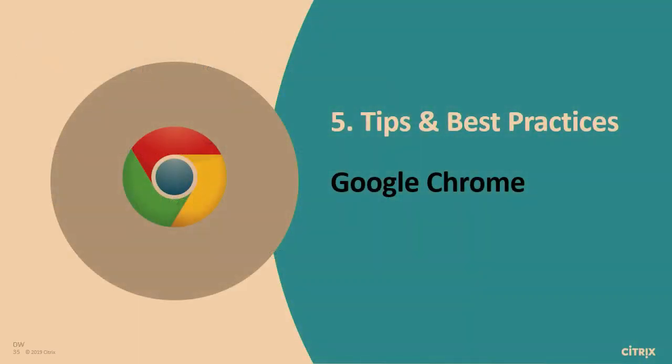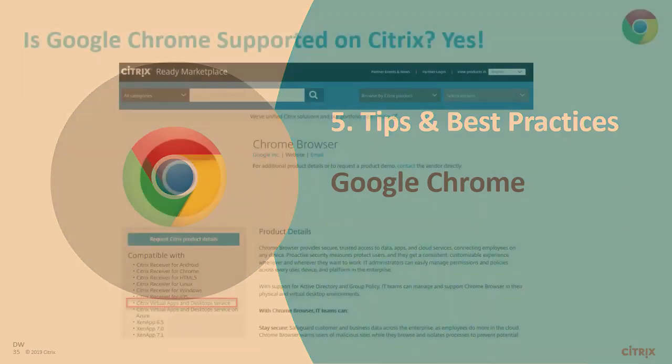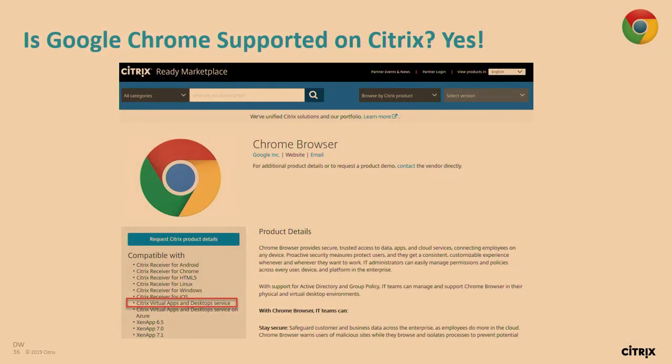Okay, so we're on to section 5, which is tips and best practices around Google Chrome. The majority of people, to be honest, do use Google Chrome rather than IE, for obvious reasons. So I guess there's always been a weird issue of, is Google Chrome actually supported in a Citrix environment? The screenshot that's shown there makes it quite clear. It's on the Citrix Ready Marketplace. It is a supported product within a Citrix environment.